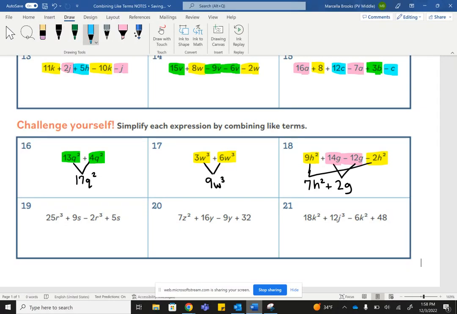I forgot who's boxing these. Not in that color. There we go.